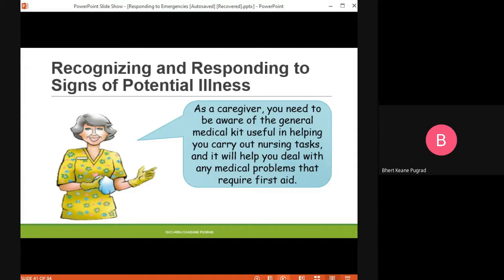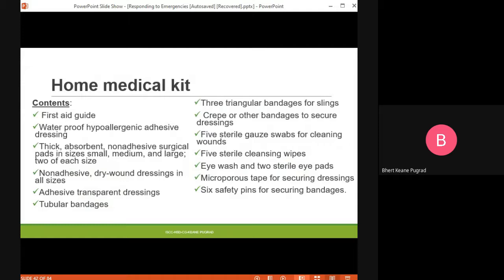So this means that if we are working in an institution, no, sa mga home care institution, or as a private caregiver, we need to be aware of the content of the general medical kit, okay, or yung tinatawag natin na first aid kit, okay? So, the usual home medical kit would contain the following.